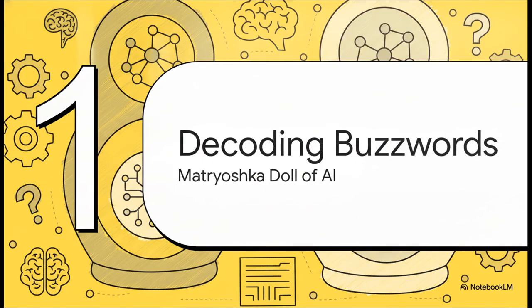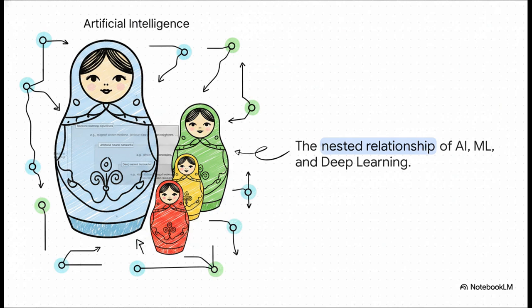Let's kick things off with Section 1, Decoding the Buzzwords, or as I like to call it, the Matryoshka doll of AI. Seriously, think of these concepts just like a set of Russian nesting dolls. Artificial intelligence is that biggest, outermost doll. It's essentially any technique that mimics human behavior.